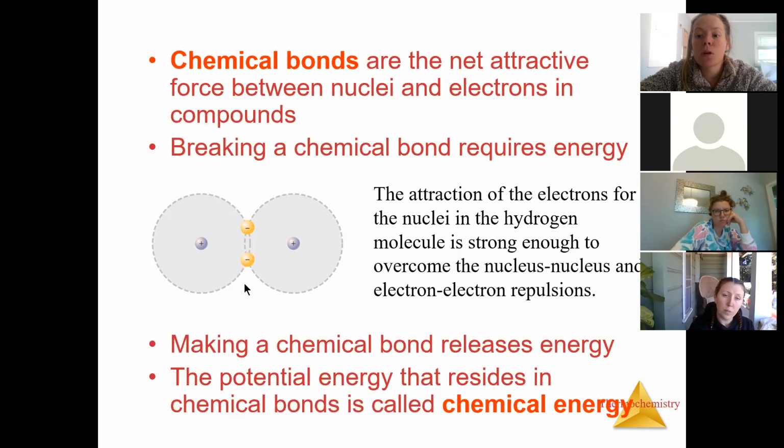If breaking bonds requires energy, the opposite is then true about making chemical bonds. If I make a chemical bond, I'm going to release energy. So let's say I've got oxygen over here on one side and nitrogen over here on the other side, and I'm going to bond the oxygen and nitrogen together. When those two things bond with each other, they're going to release energy into the system.